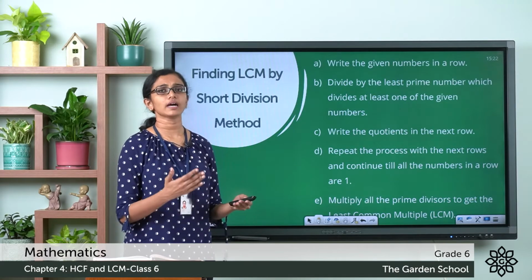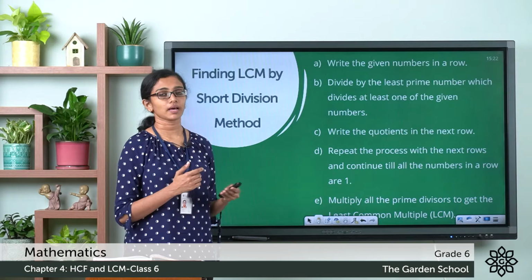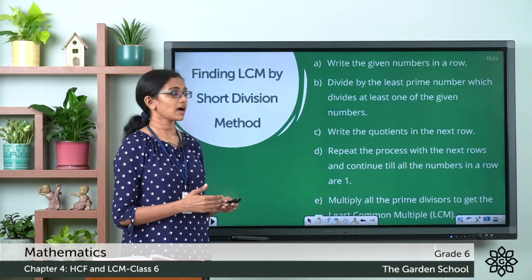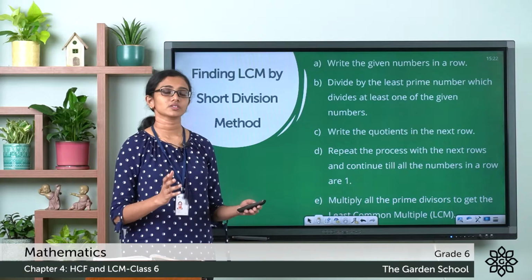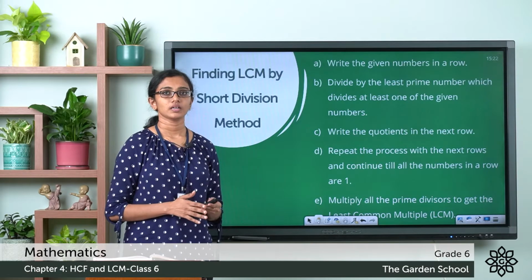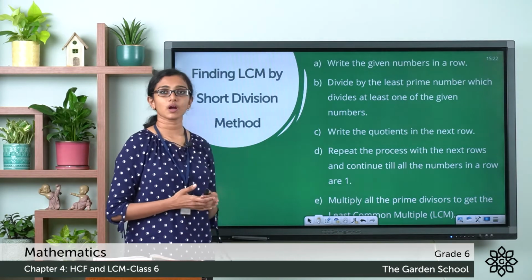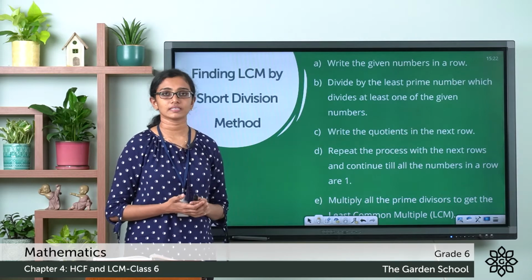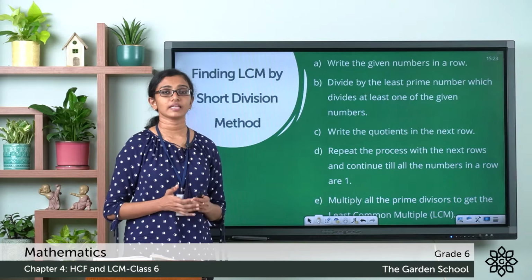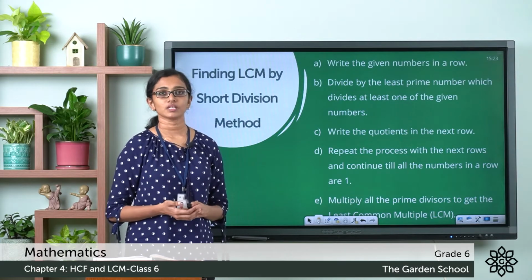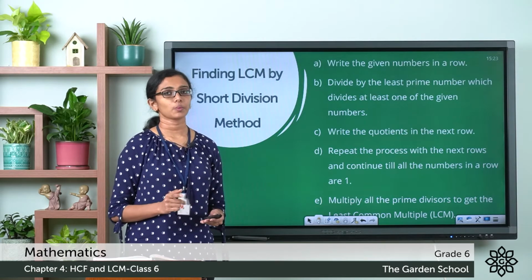Then you keep on dividing these numbers using prime numbers, and when you have only one as the quotients in a row, you can stop the division right there. And then you have to take the product of all the prime divisors, and that will give you the LCM of the given numbers. So let's have a look at the steps once again.